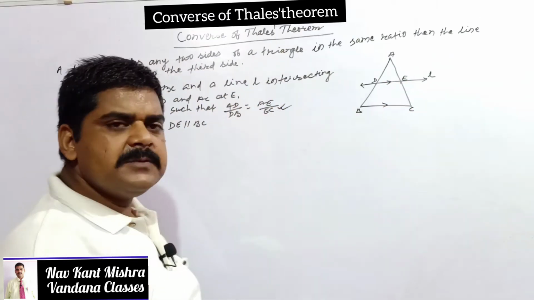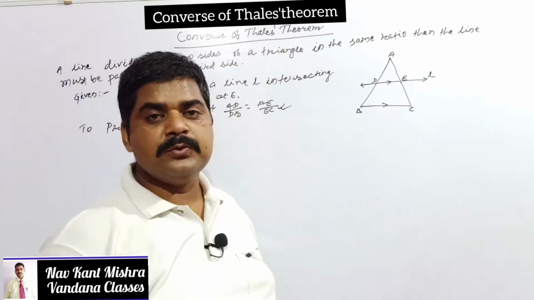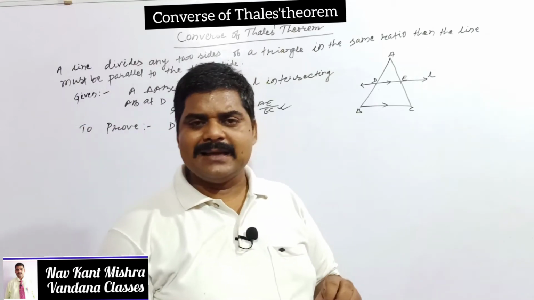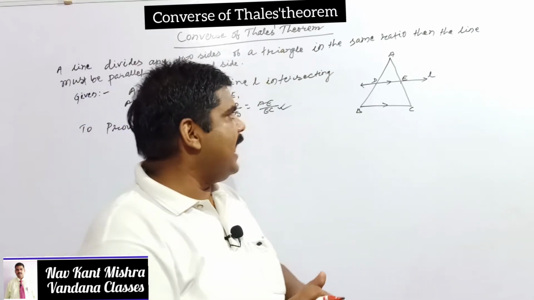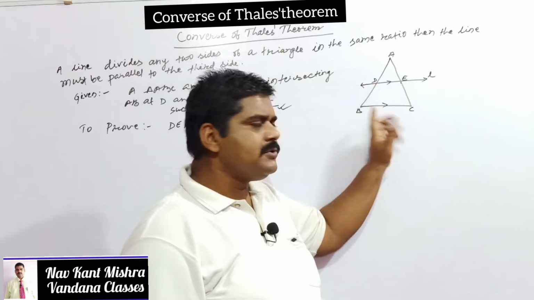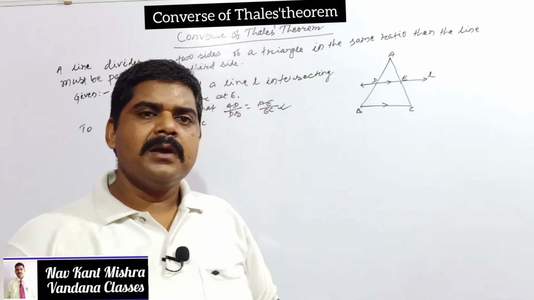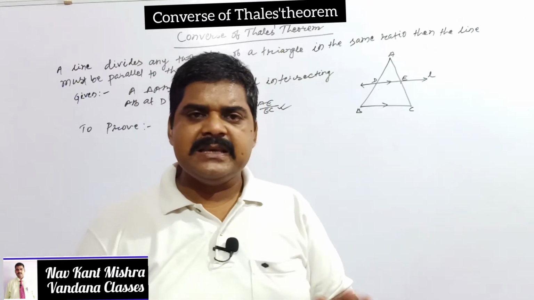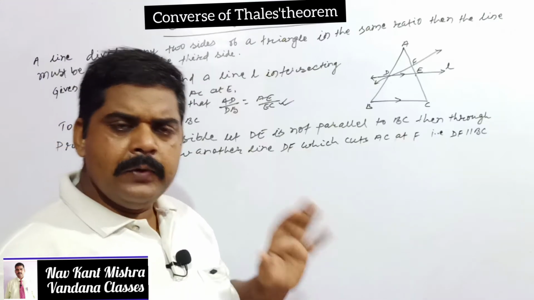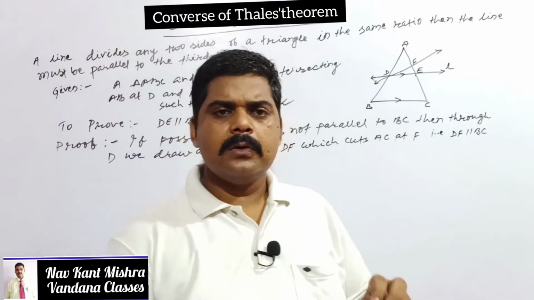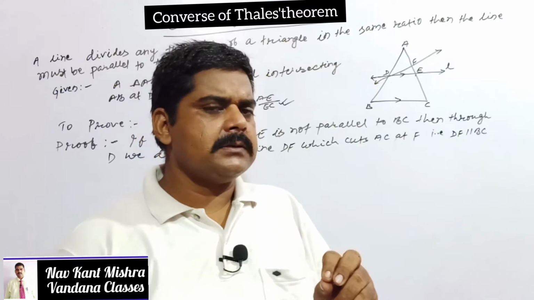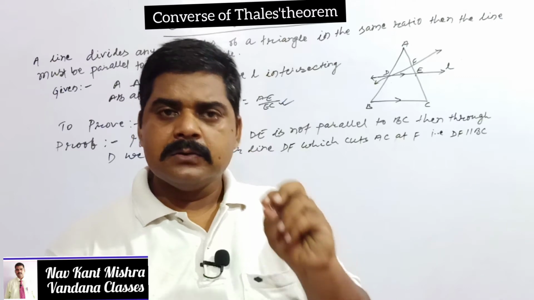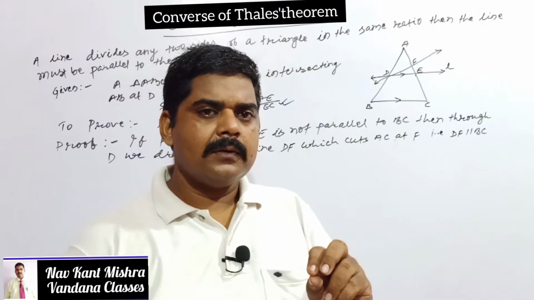For this purpose, what do you need to do? Actually, you have to consider, if possible, that DE is not parallel to BC. I have considered that this line L is not parallel to BC, if possible. We know very well that through a given point, one and only one line can be drawn parallel to a given line.